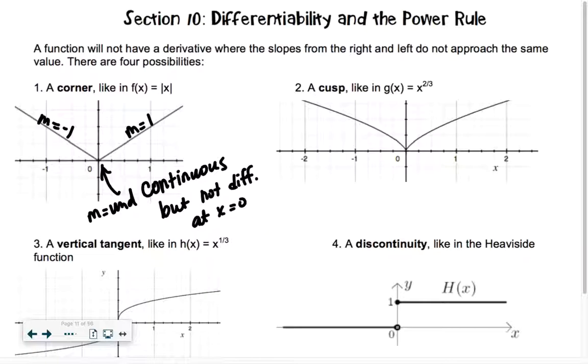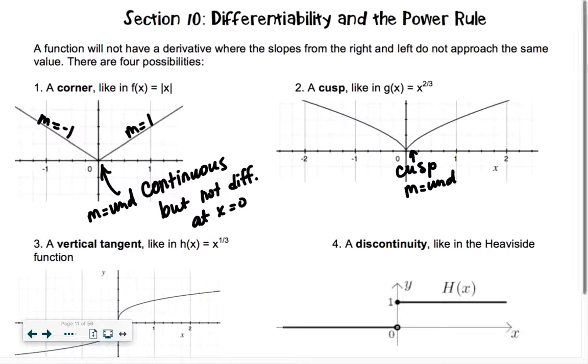Same idea for x to the 2/3. So x to the 2/3 has what we call a cusp, and so its slope is undefined at 0. If you think about just the slopes on the left and the slopes on the right, the slopes on the left are negative and the slopes on the right are positive. It doesn't taper off to 0.